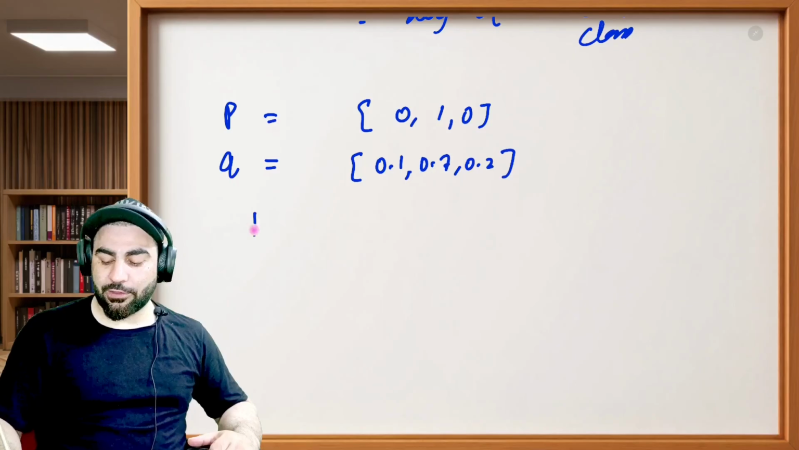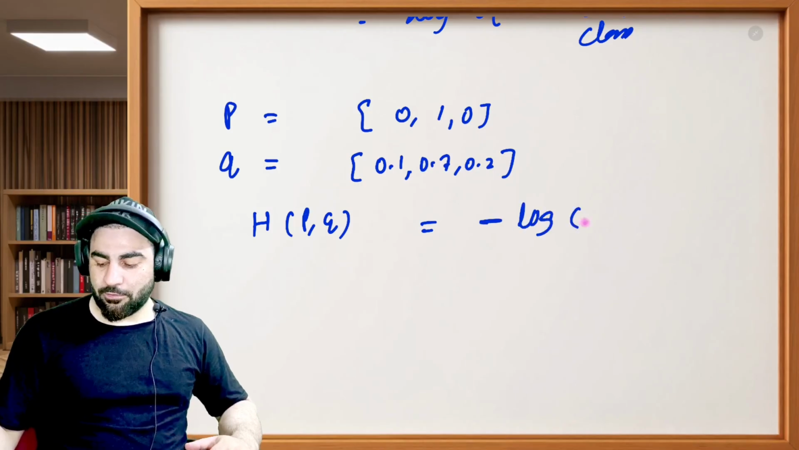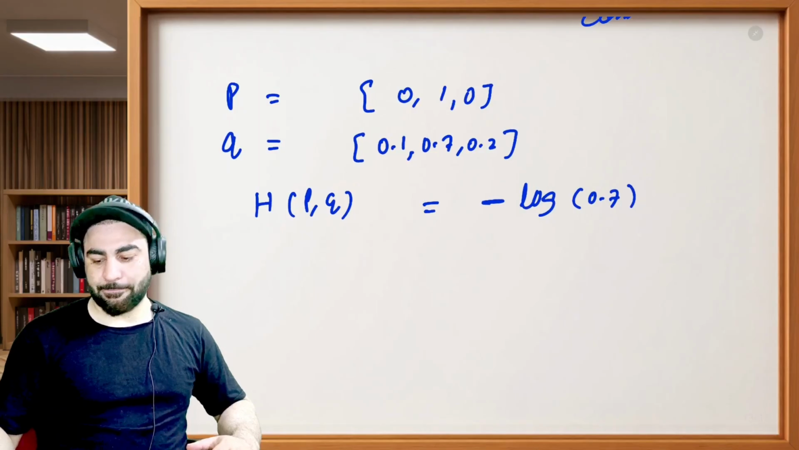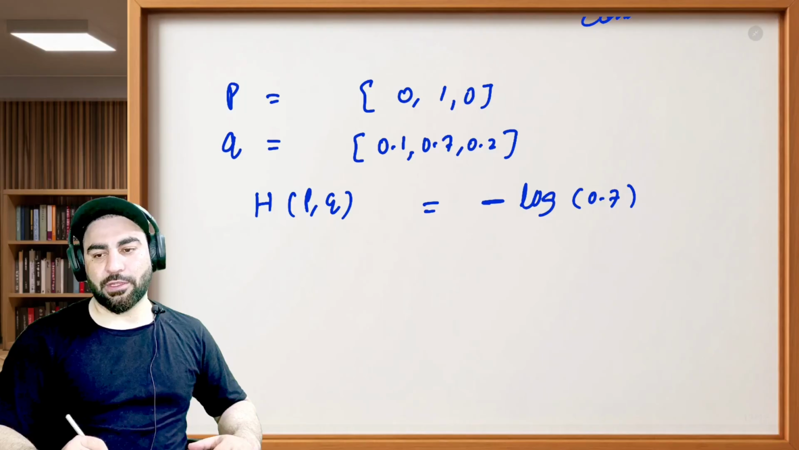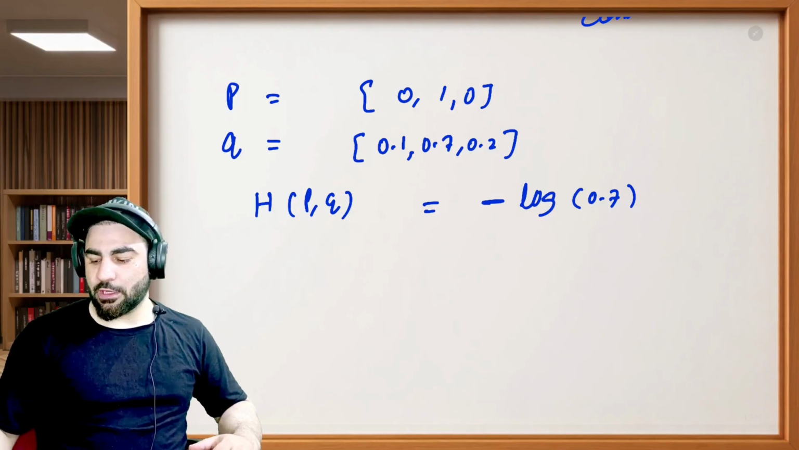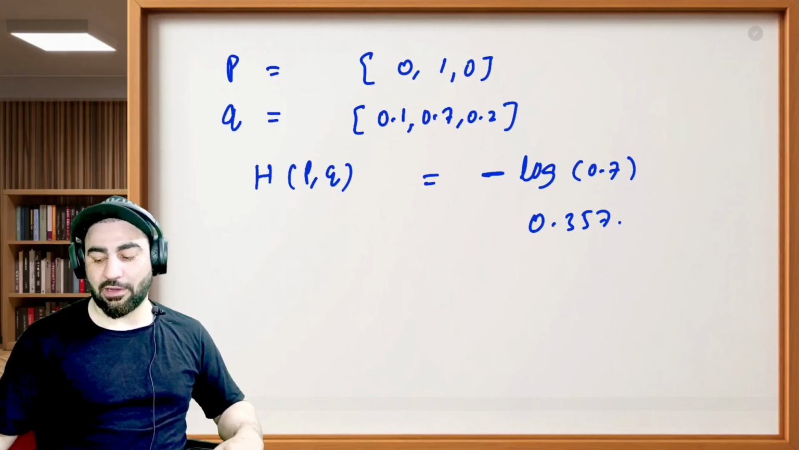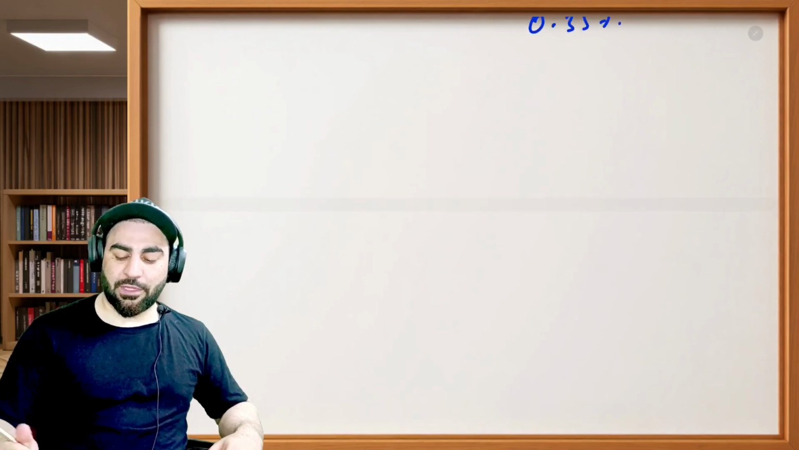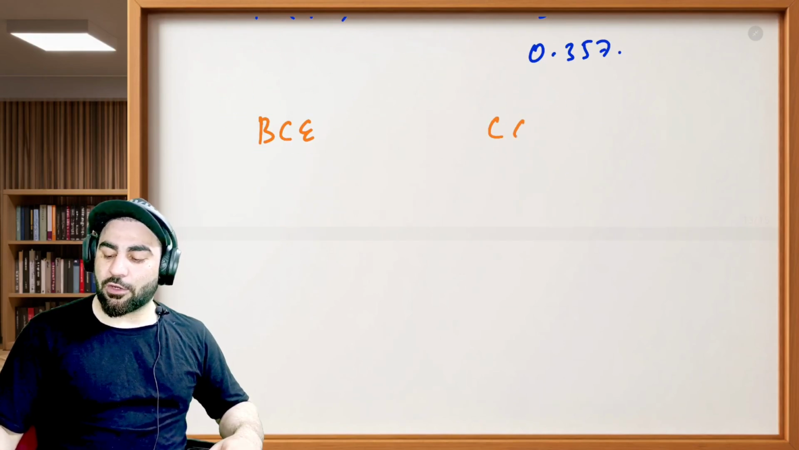Now you'll have to compute H(p, q). You know you have to only compute for this, so the answer will be log 0.7. This will go to 0 and this will go to 0. We'll be left with a log of 0.7. I think log of 0.7 is roughly equal to 0.357. Okay, these many number of nats or whatever. If it's log base 2, it will be based on that. These are the two cross entropies which you will frequently see: binary cross entropy loss or categorical cross entropy.